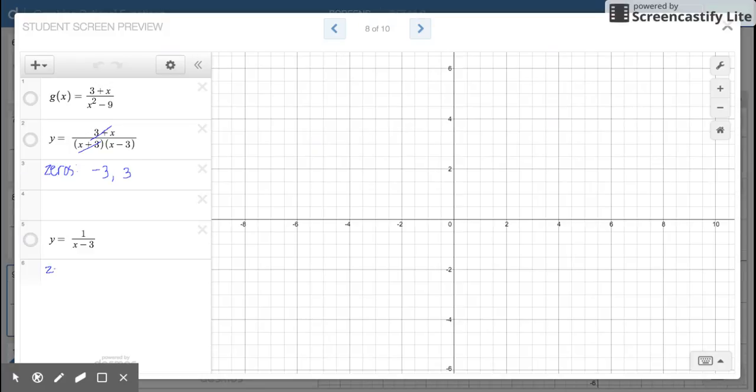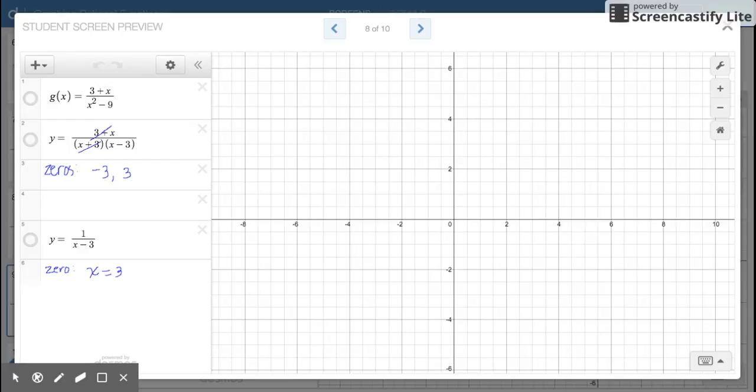Now what's the zero of the denominator? The zero of the denominator is x equals 3. So originally there were two zeros, but one of the factors got canceled. So in the simplest form, there's only one zero in the denominator.